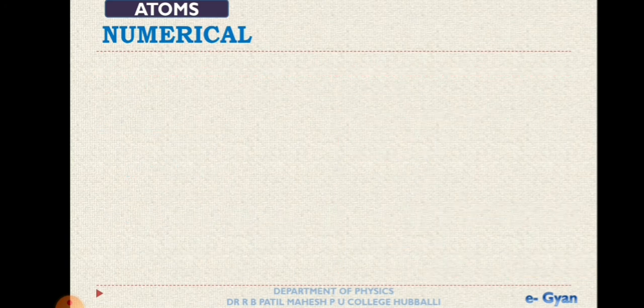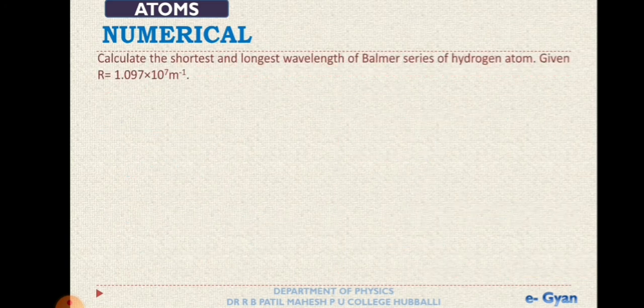Let's move further. Calculate the shortest and longest wavelength of Bohr's series of hydrogen atom. Given Rydberg constant R is equal to 1.097 into 10 to the power of 7 per meter. Now we know that the wavelength is given with the relation 1 upon lambda is equal to R into 1 upon n2 square minus 1 upon n1 square.